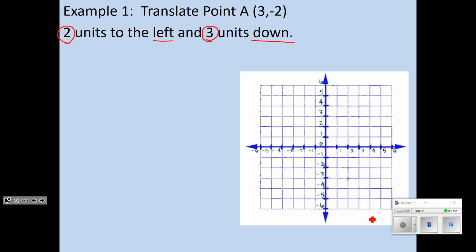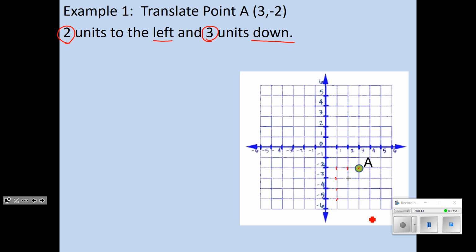So let's first plot point A. And that's where it will be located. We're going to make a point with green since that's where we're going to go from. And we're going to label it as A. So if we're going to go 2 units to the left, we'll start at point A. 2 units to the left would be 1, 2. And then 3 units down, 1, 2, 3.